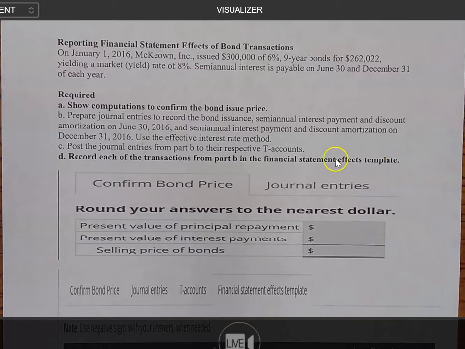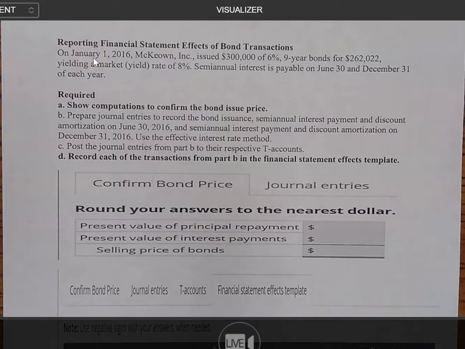So if you have more interest in an exercise with the same numbers using T accounts or journal entries, then you might want to go ahead and check out those other videos instead. But we're going to go ahead and run through this. It's the same title as we had before: reporting financial statement effects on bond transactions. All of the facts of the case are the same.